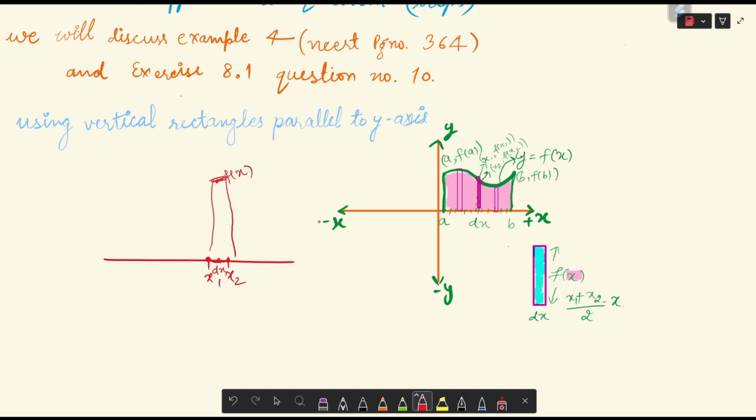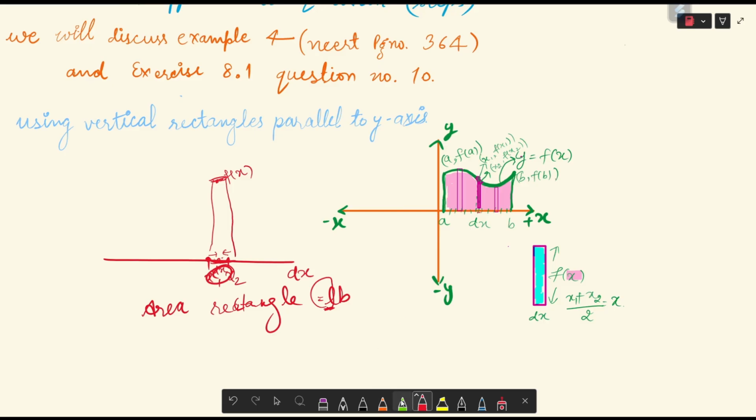Since I said that the distance between these two is very small, they will be very close to each other, and I have formed a rectangle. The area of a rectangle is given by length into breadth. So I need the length and the breadth. The breadth I have said is dx, which is very small. And what is the length? Can you see this length? The length will be given by the function value.